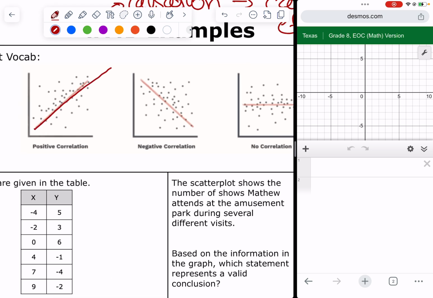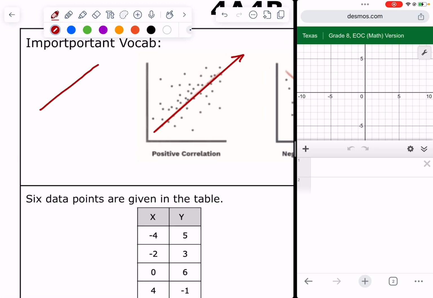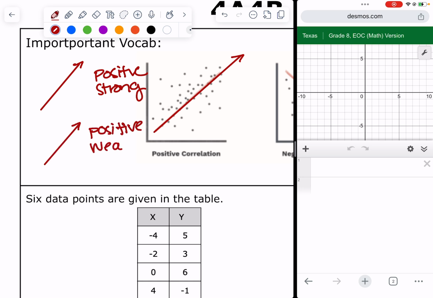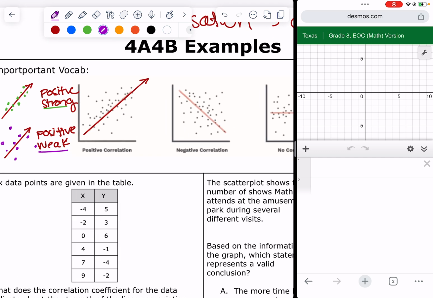So when you have a positive line, it's always going up. So you have the option of positive strong and positive weak. Okay? Those are two things. Positive strong means all the points are going to be very close to the line. Very, very close. Now, positive weak is going to mean all the points are very far from the line, kind of a little bit of everywhere. Okay? Now, same thing goes for negative.